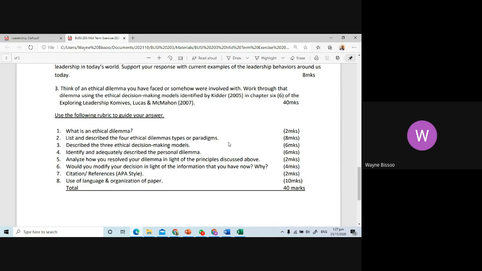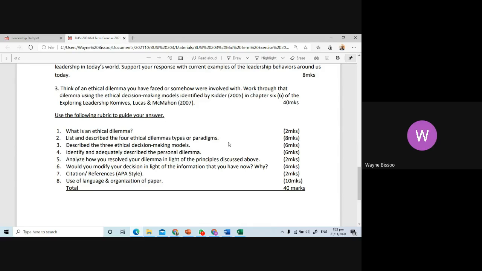Now, identify and adequately describe your personal dilemma for 6 marks. So you have to reflect on your experience and look at what type of dilemma you've been involved with once you understand what the dilemma is, and then analyze how you resolved your dilemma in the light of the principles that you have identified above. So work through that dilemma, write about it, reflect on it, and how does it link back to the theory of Kidder's model?